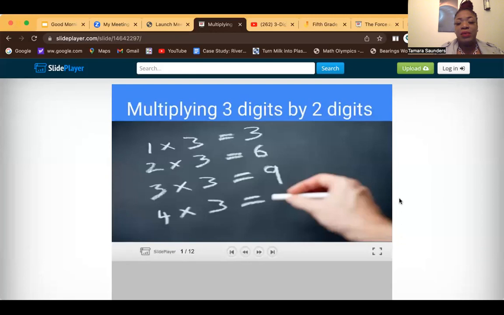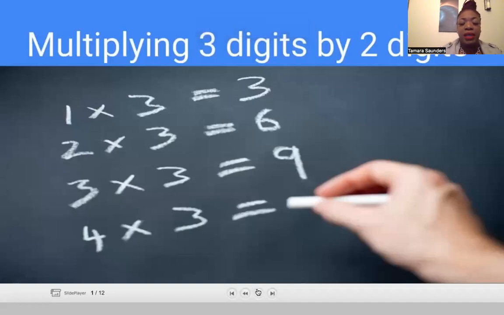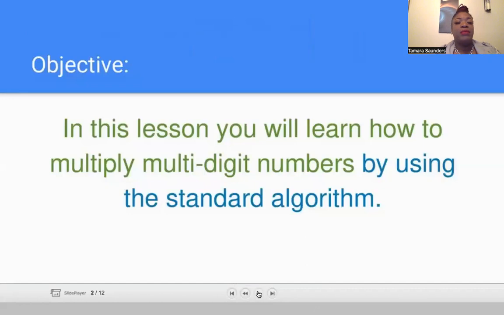All right, so like I said, we'll be working on multiplying multi-digit numbers. So let's just jump in and get started. The objective of this lesson will be, in this lesson, you will learn how to multiply multi-digit numbers using the standard algorithm.